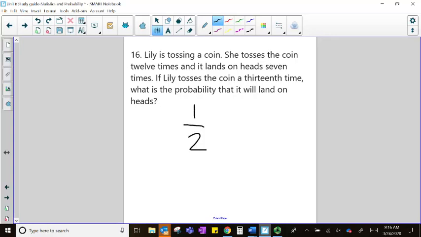If I toss it once, I'm still going to get one of the 2 sides. If I toss it a 10th time, I'm still going to get one of the 2 sides. If I toss it a 13th time, you're still only going to get heads or tails. One of 2 things could happen every single time you toss that coin.